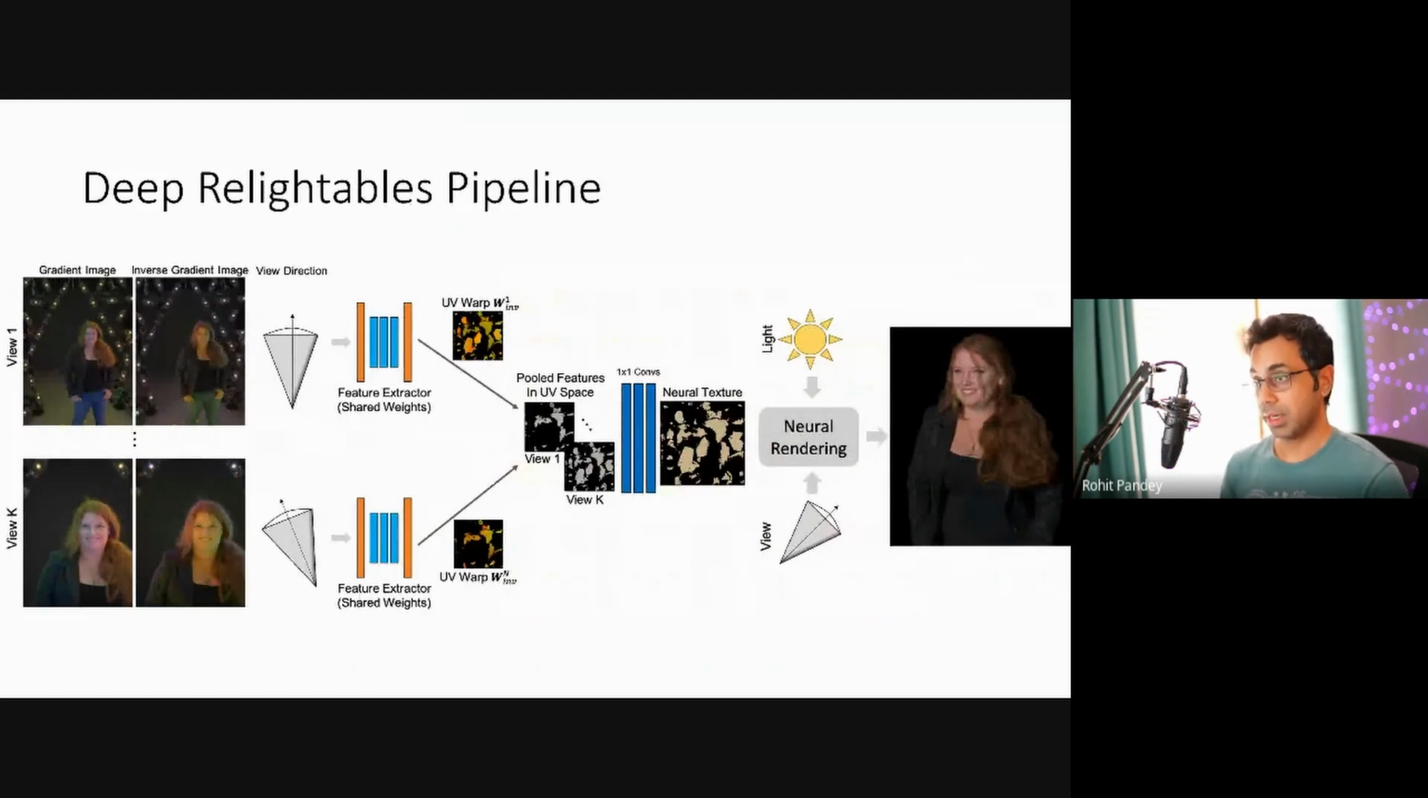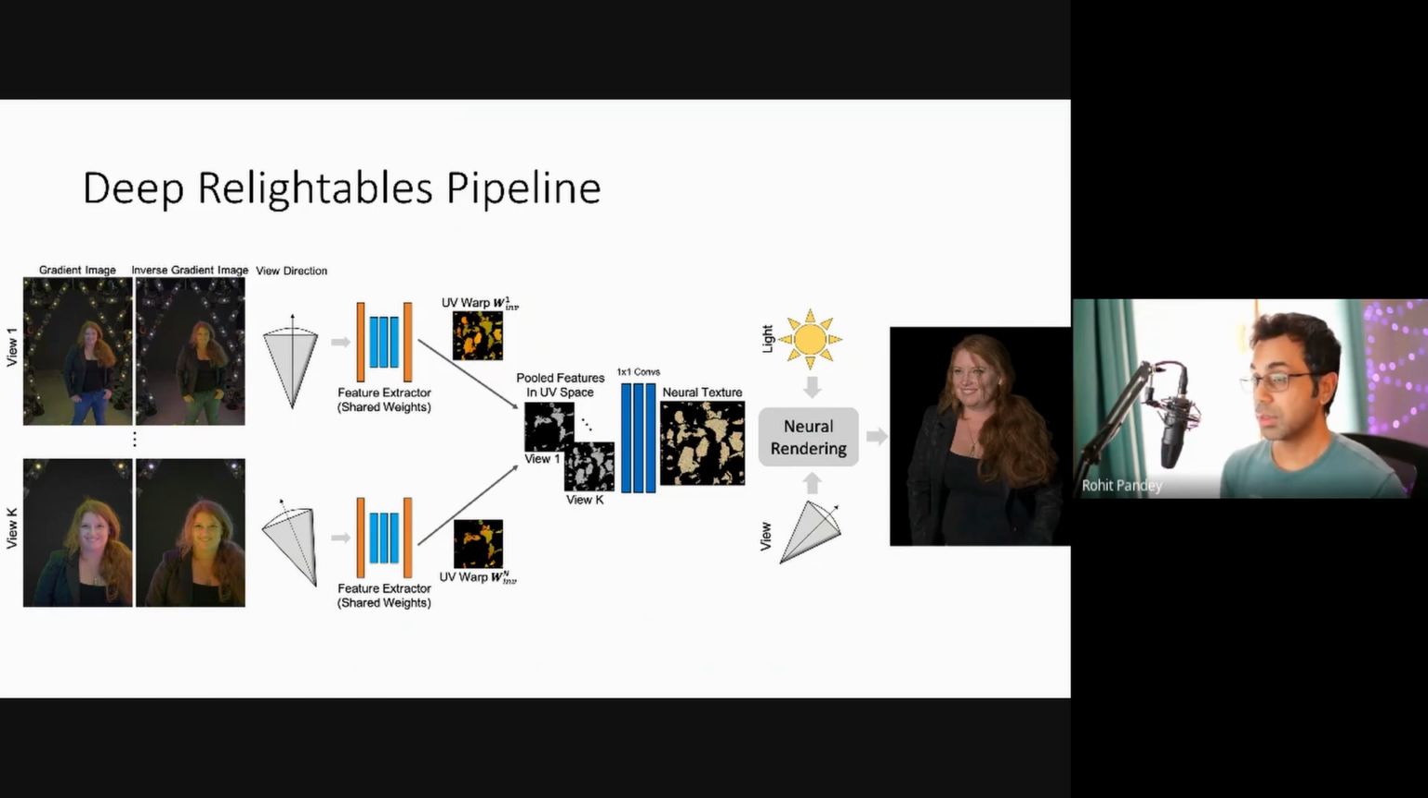So here's the deep relightables pipeline. You'll see some connections to the relightables, but let me walk you through it. We take gradient images from multiple camera viewpoints as input, along with their view directions. These go through a feature extractor with shared weights.